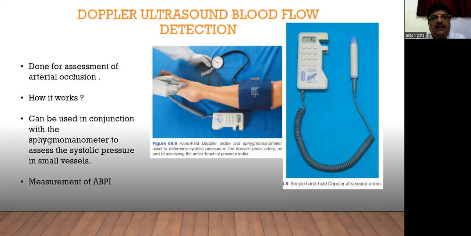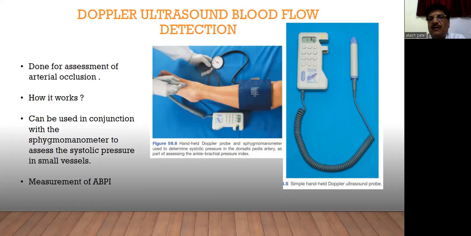Now, there is a very important investigation called Doppler ultrasound blood flow detection. What is this? The picture on the right side shows a handheld signal detector which works on an ultrasound mechanism. Everyone has seen this probe in the measurement of obstetric fetal heart sounds, but it can be used very effectively for detecting peripheral pulses.